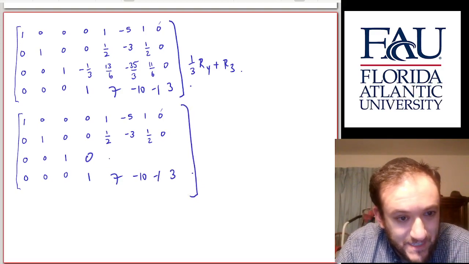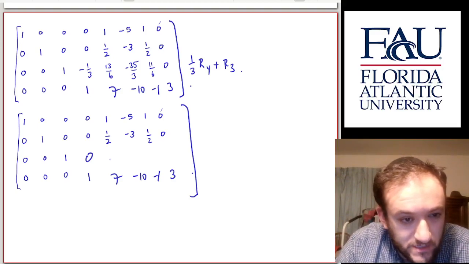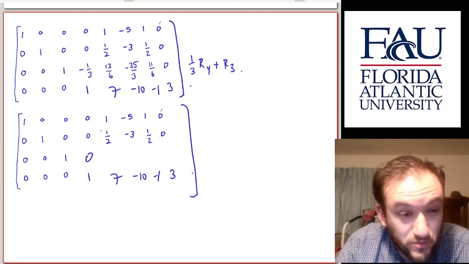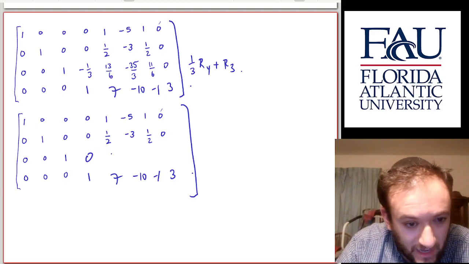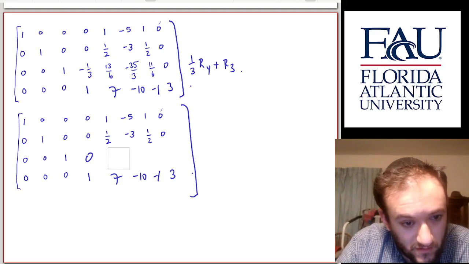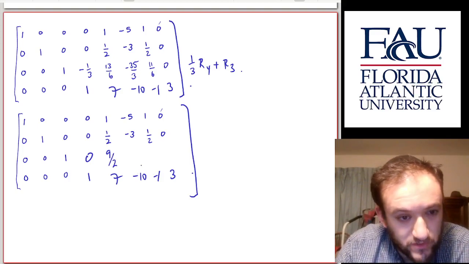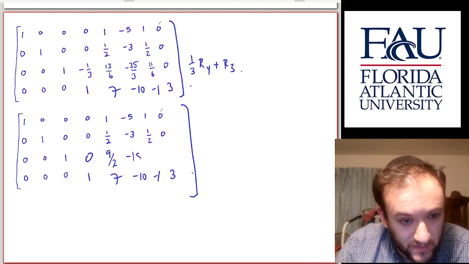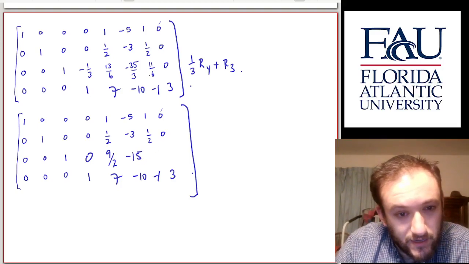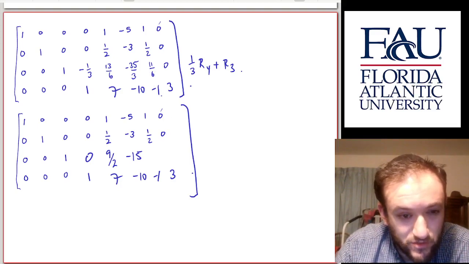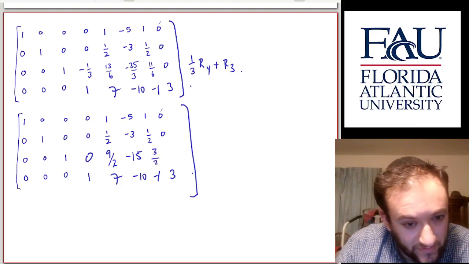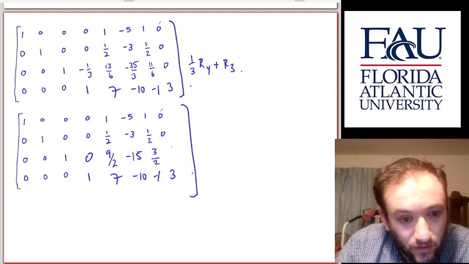7/3 plus 13/6 is the same as 14/6 plus 13/6, or 27/6, which is the same as 9/2. Okay. Minus 10/3 plus minus 35/3 is minus 45/3, which is minus 15. Minus 1/3 plus 11/6 is minus 2/6 plus 11/6, or 9/6, which is 3/2, and 1.